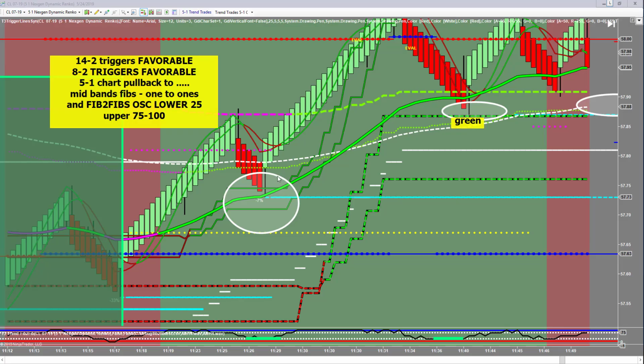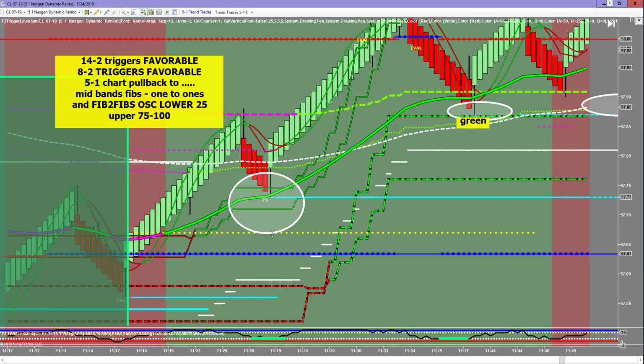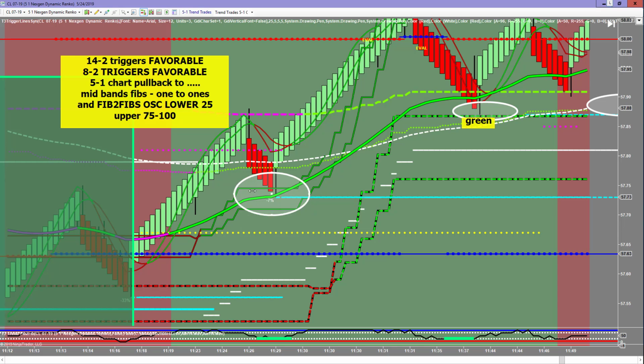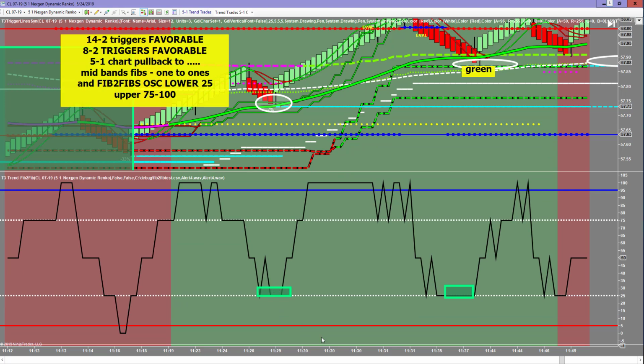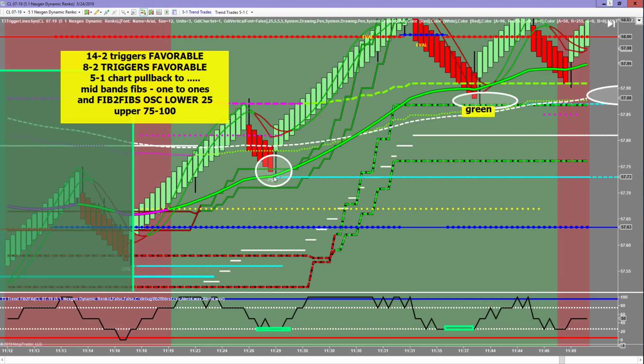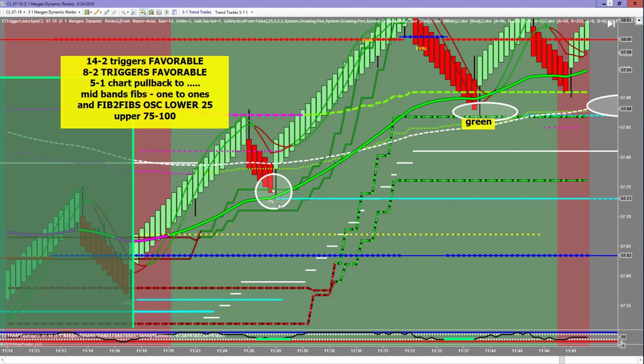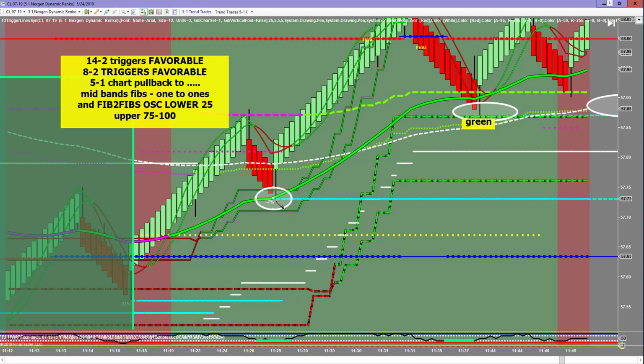So again, do you see the trade? The background color is green. We pull back to the fibs or the mid bands, and the fib to fib oscillator, we won't beat up the fib to fib oscillator too much, but you can see it's at 25, right? So your trend trade long, since it's green background, should happen from the spot. So this is the spot. That's your long trade. Does everybody understand it? And more importantly, could you have made money?